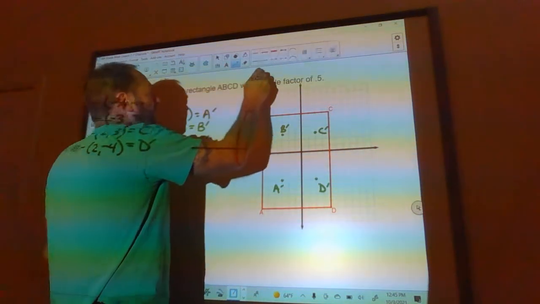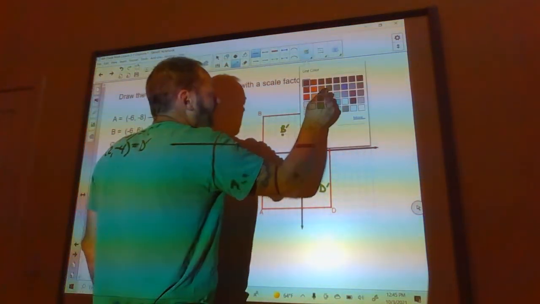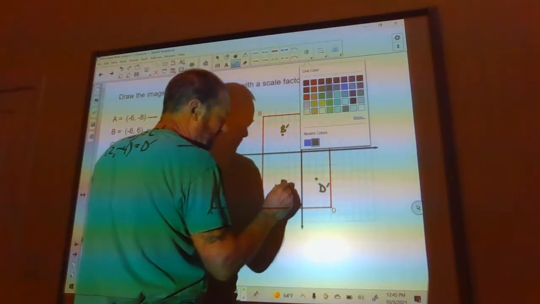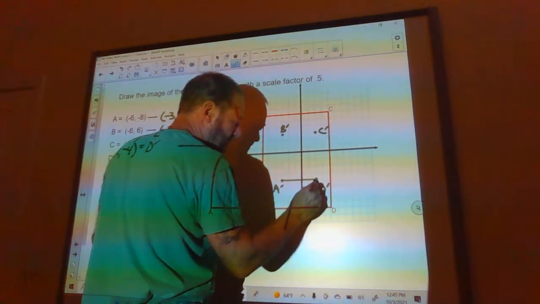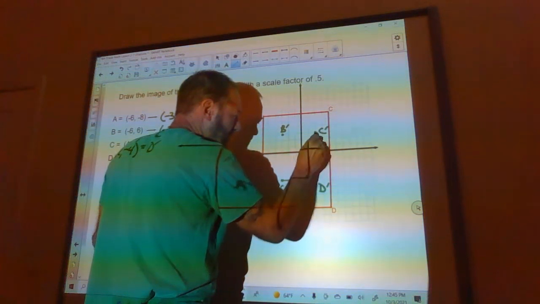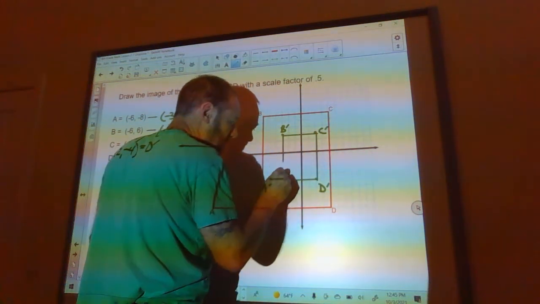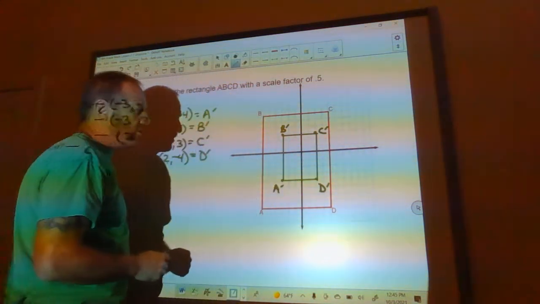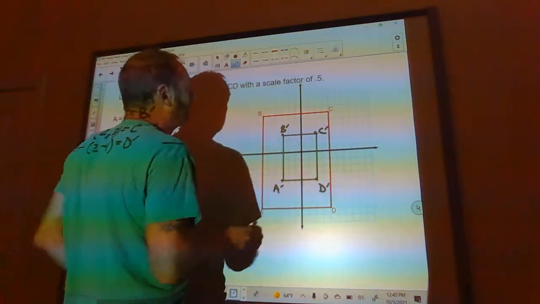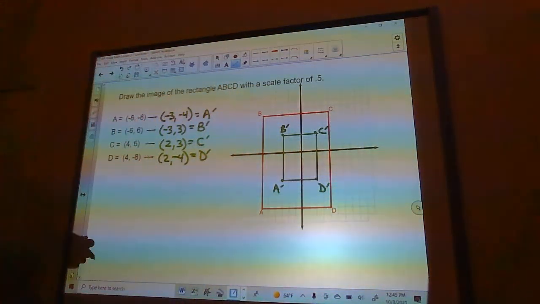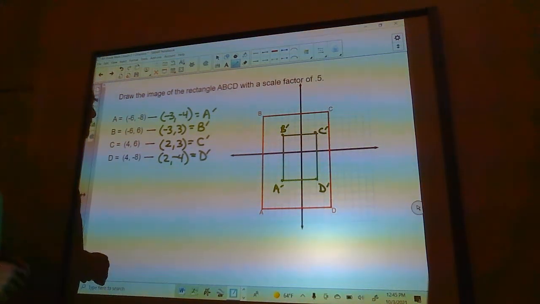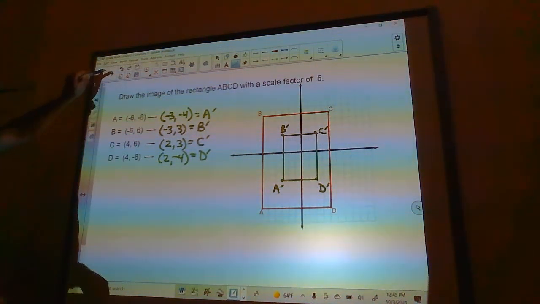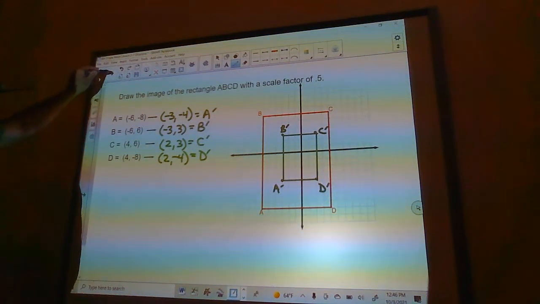And so this time you can see that this thing is a contraction. Okay, it shrunk towards the origin. So pretty simple to do. I would use graph paper for this, so you've got a nice straight edge, so that you've got a nice drawing.